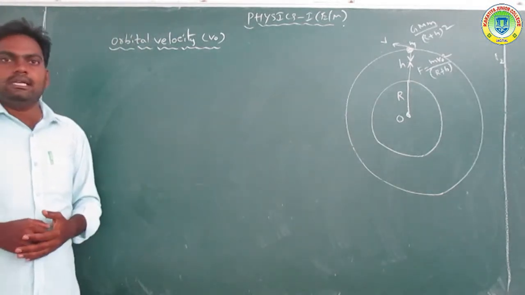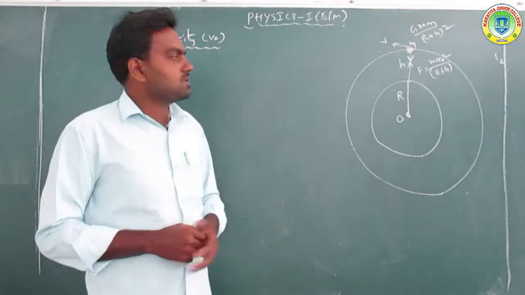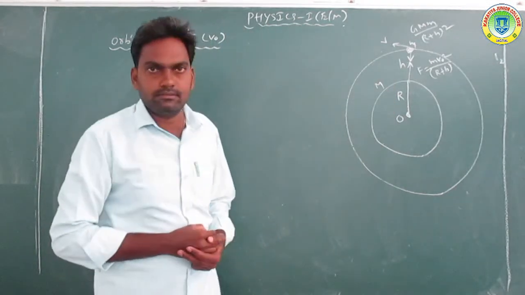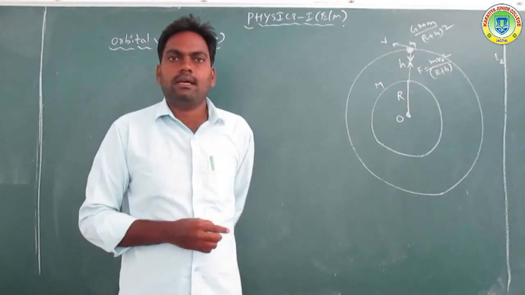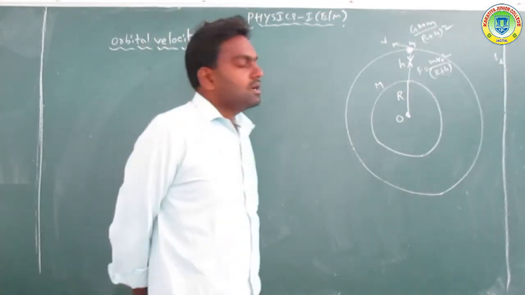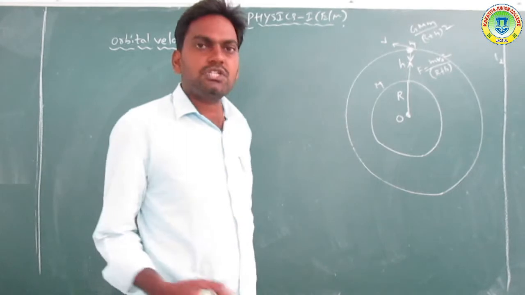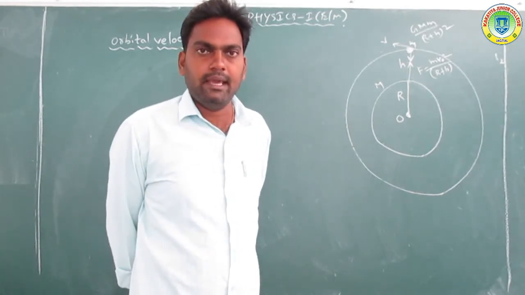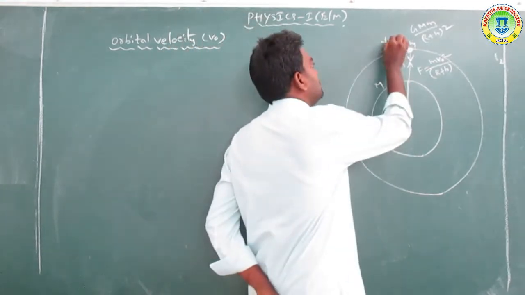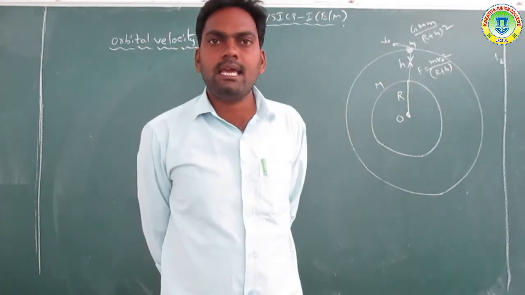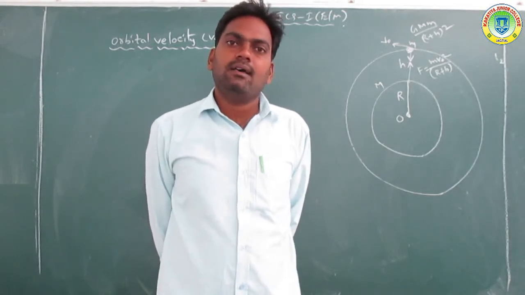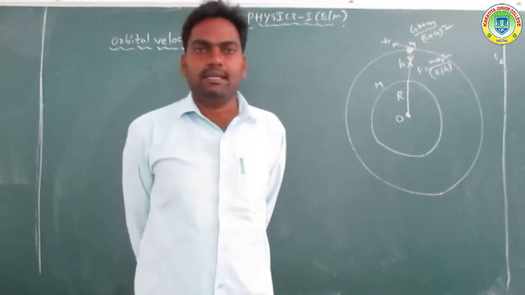Now, to find the orbital velocity, consider the earth of mass capital M and radius capital R. Now consider an object or satellite of mass small m revolving in a circular orbit with velocity v naught, and h is the height between the surface of the earth and the satellite.